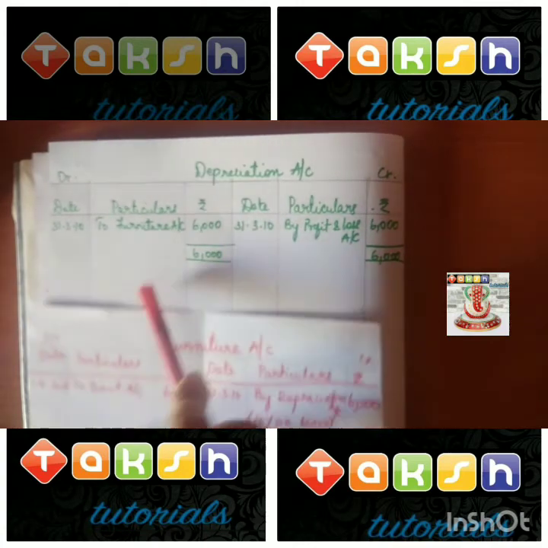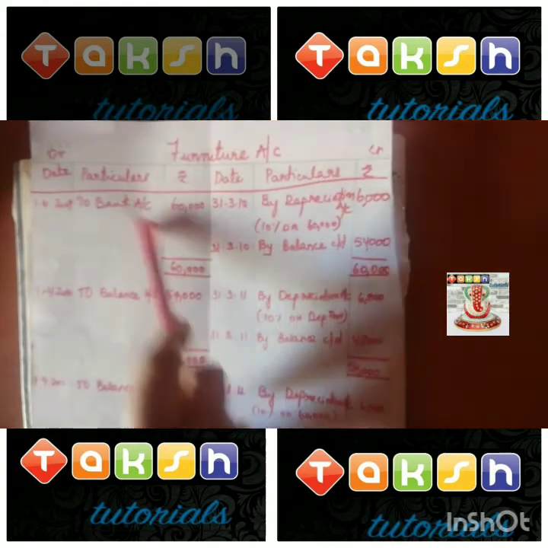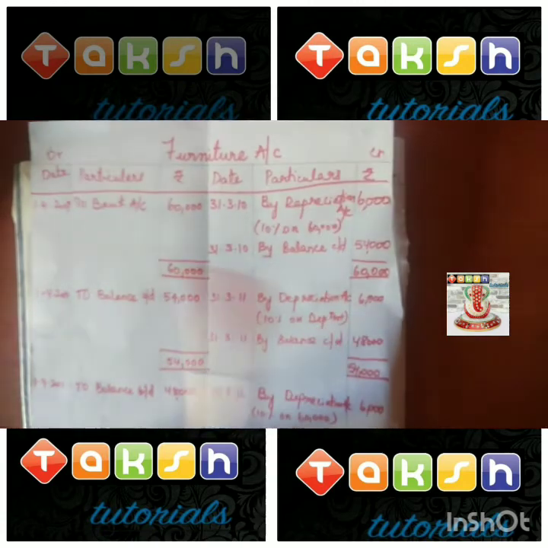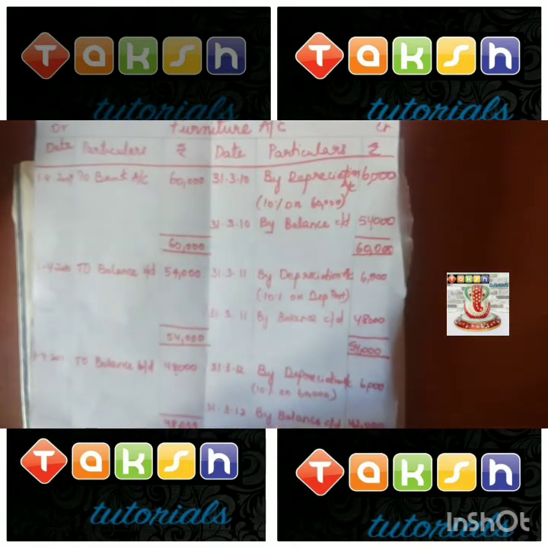Now for the second year, so it is for 3 years, right? So again, when you see the furniture account, the depreciation account is on the credit side. So again, we have to pass the opposite entry. Same for the third year. So for all the 3 years, the entries will remain the same, and even the amount will remain the same, because it is straight line method.